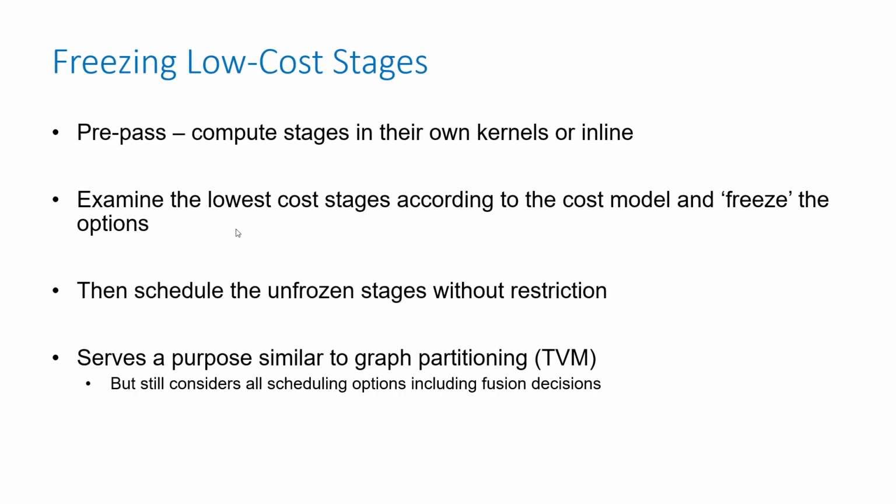The freezing is at the stage level. So if you have a pipeline, for example a two-stage pipeline, you can find that the first stage has the most impact on performance, so I'm going to keep that stage and freeze the second stage. Before that, they mention that they decide whether to inline or compute the stages on their own kernels, and then eventually the stages get unfrozen. The author mentioned that this serves a similar purpose to the graph partition in TVM, but here all scheduling options for fusion between stages are considered.